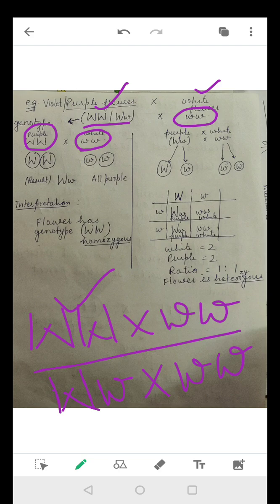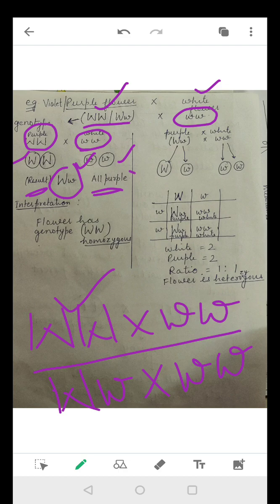So we have two gametes possible here. Both of them will be the same, capital W. And in case of small, it will be small w and small w. So the result is that in the F1 generation we will have the combination capital W, small w. Means all flowers will be purple, right? All flowers will be purple.